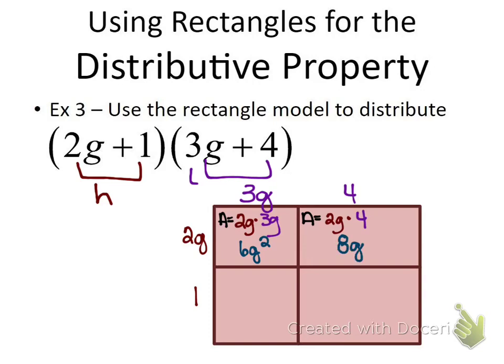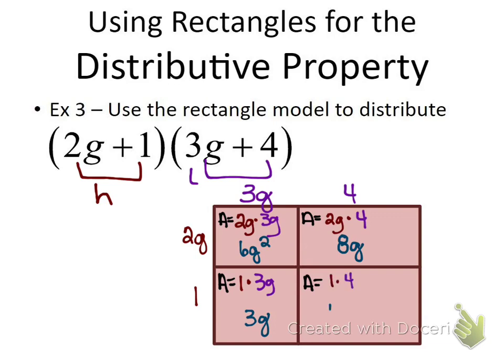All right, moving right along. Ben, find the area of my bottom left rectangle, please. Area equals 1 times 3G. And what does that equal? 3G. Good. Okay. And let's look at the area of my bottom right. Danny? It would be A equals 1 times 4. And it's just 4.